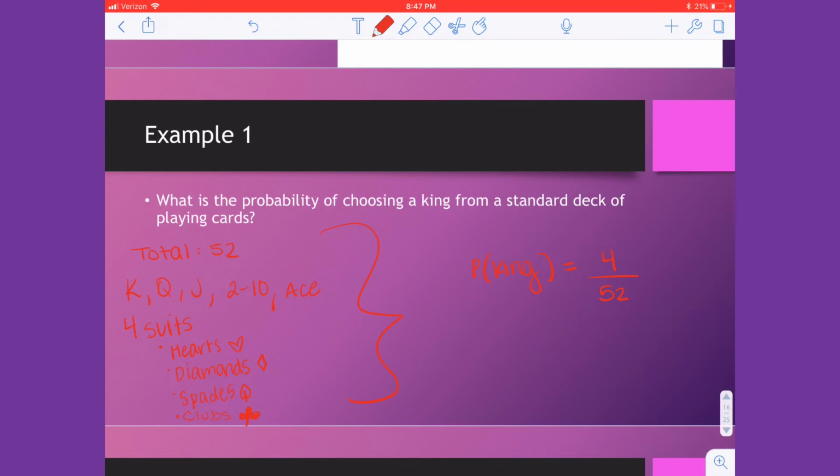Okay? Now with probability, people generally ask me, should I round? Is it wise to not round, to simplify? And you definitely can. You're more than welcome to break this down to 1/13. There's nothing wrong with that. I just personally like this answer, 4 out of 52, because it gives me a better idea of how many total items I have and how many out of that total are actually going to be kings. Whereas when I simplify my fraction, it doesn't really give me a good idea of an exact number that I have.